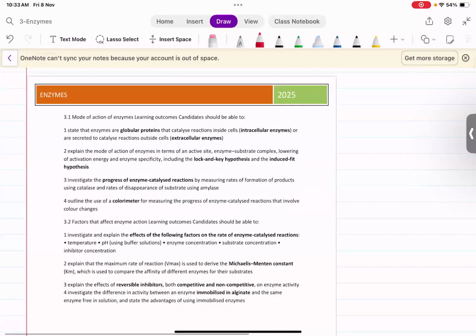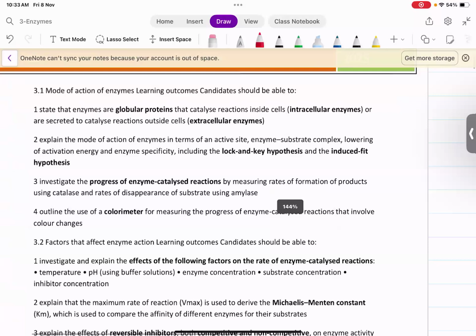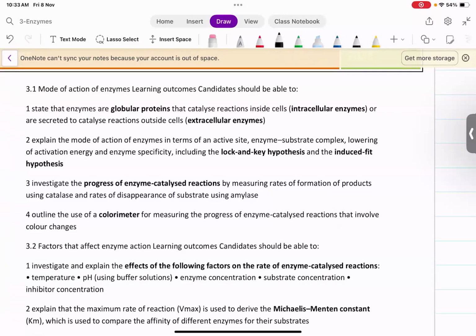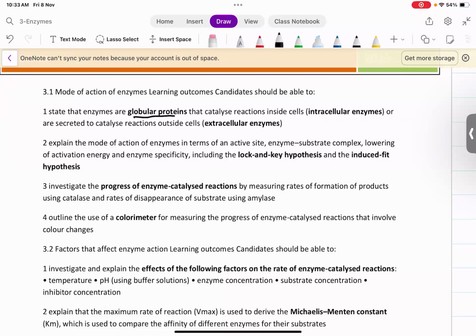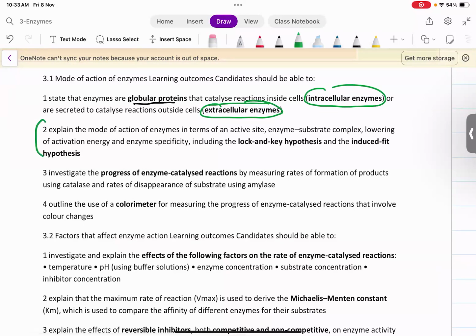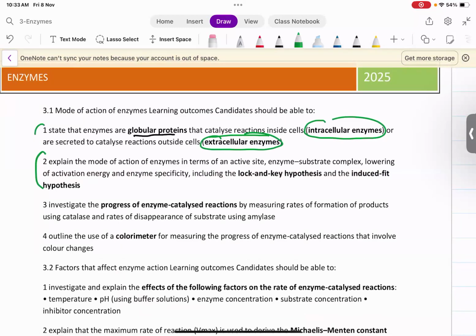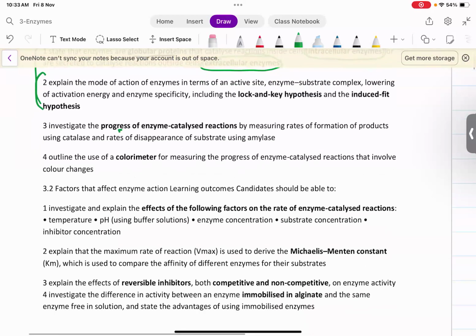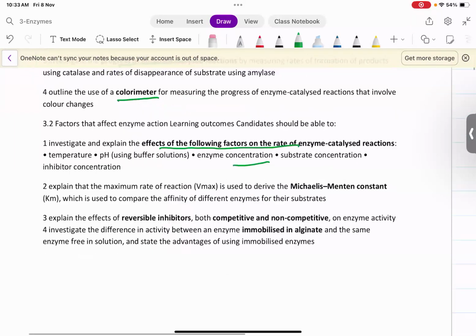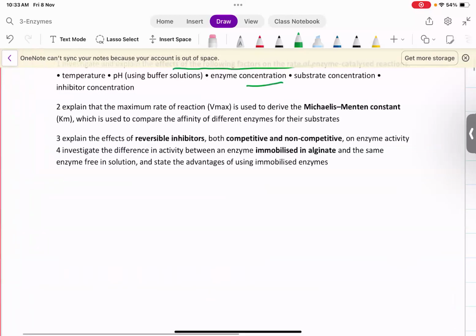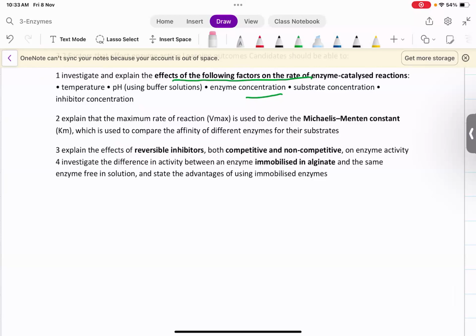Okay, so in this chapter we'll discuss properties of enzymes, as they are globular proteins and they catalyze chemical reactions. There are two types of enzymes, intracellular and extracellular enzymes. Then we'll discuss the model of enzyme action. Today we'll discuss these two things. Then we'll continue with the progress of an enzyme catalyzed reaction, the use of a colorimeter, the effect of different factors on the rate of enzyme action, and finally immobilization of enzymes. So these are the topics included in this chapter.